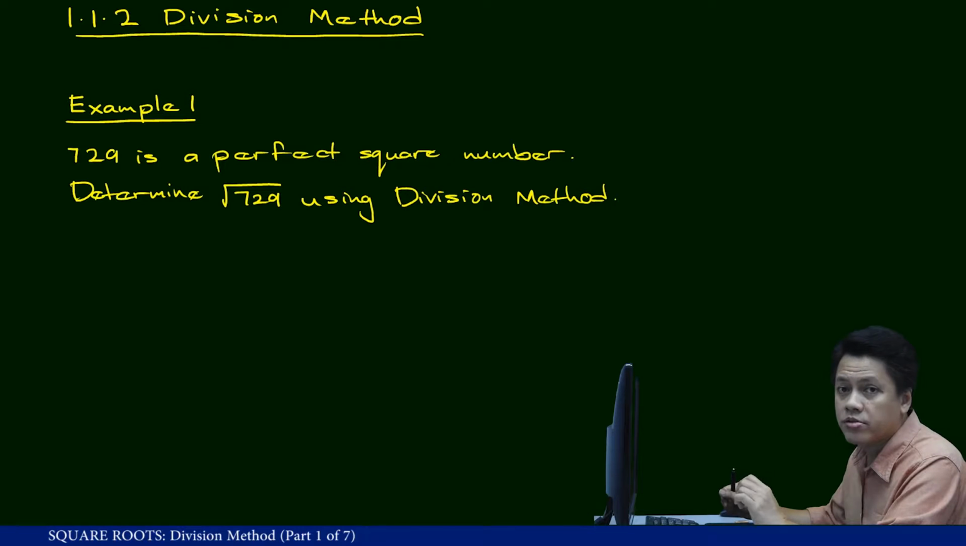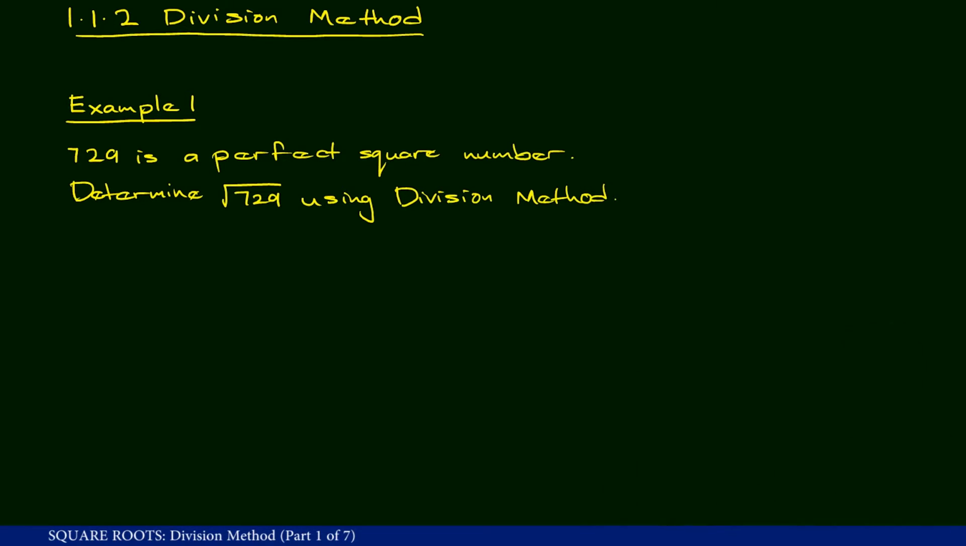So let's pick up one easy example first. Example 1. 729 is a perfect square number. Determine the square root of 729 using the division method. So these are the steps. Step 1 is to divide the number by pair.